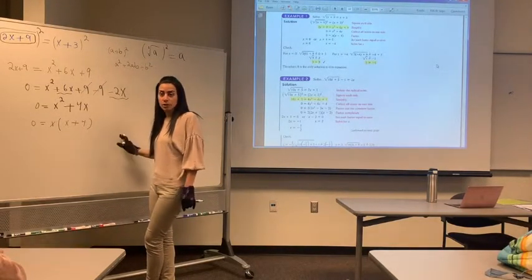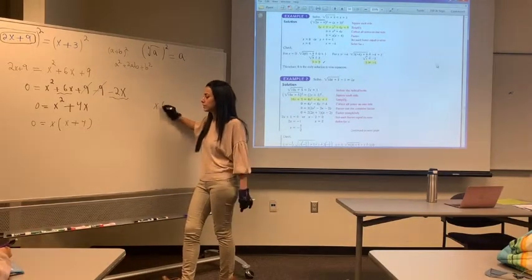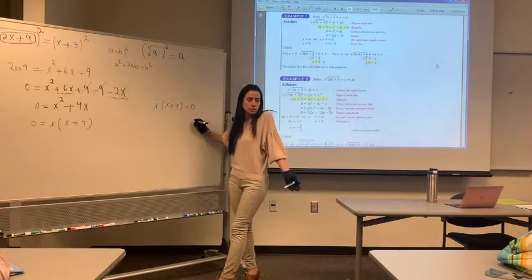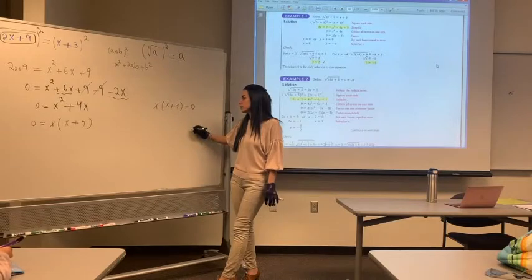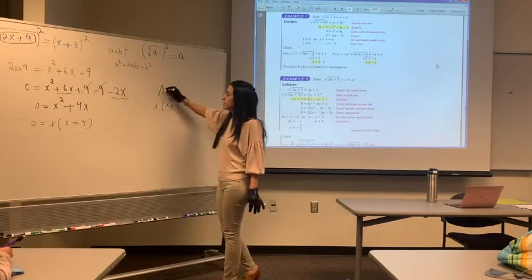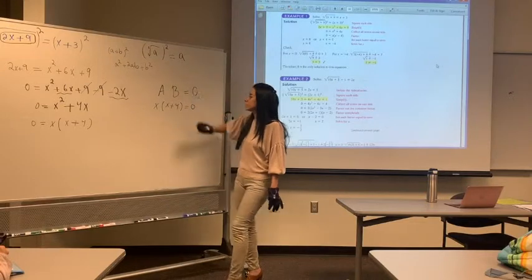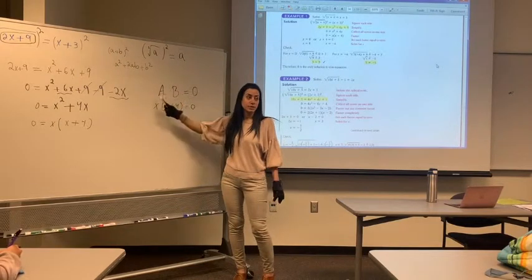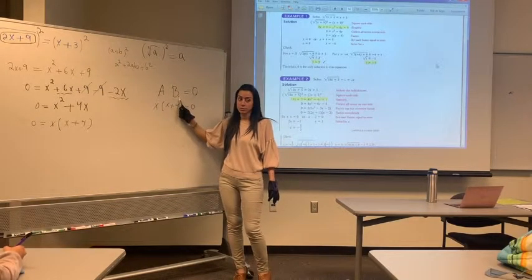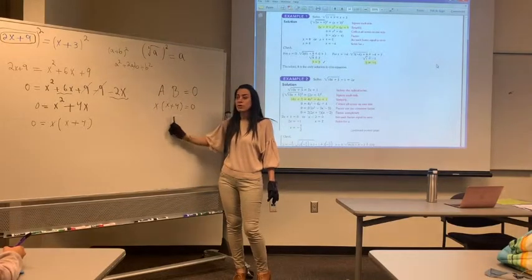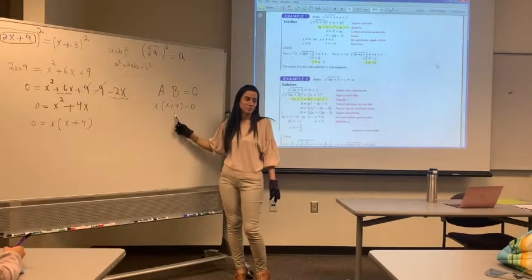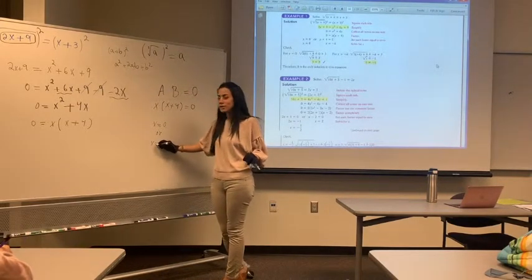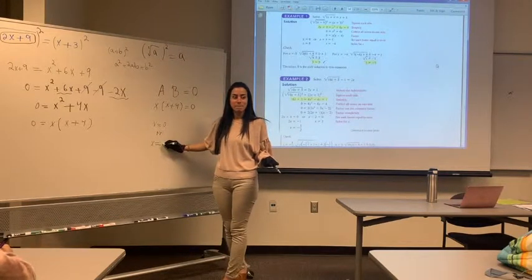Correct? So can I write this down in this form? X multiplied by x plus 4 equals 0. Yes, I can do this. So now you will see it easier. A multiplied by B is equal to 0, zero product, right? So what this means is either A is equal to 0 or B is equal to 0. Either x is equal to 0 or this parenthesis is equal to 0. So x equals 0 or x equals negative 4.